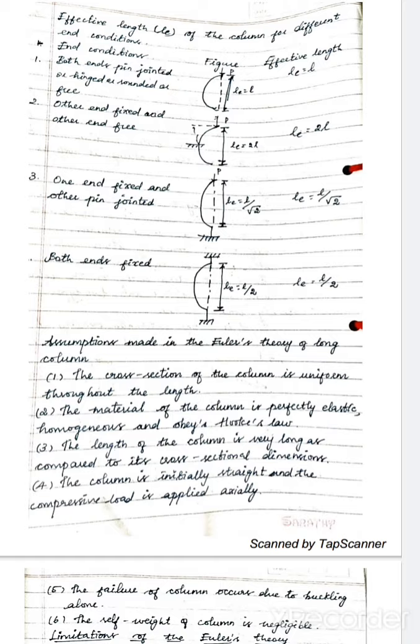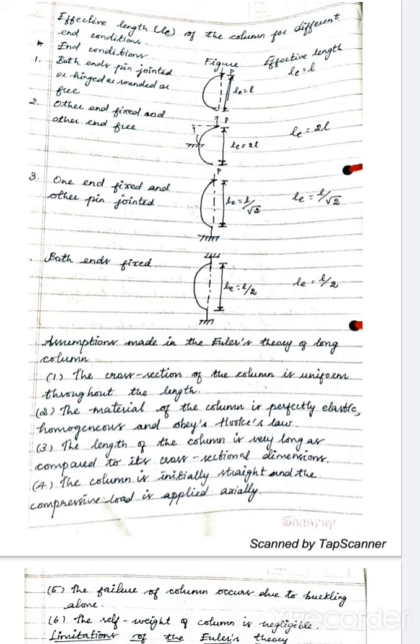We are going to make some assumptions. The cross section of the column is uniform throughout the length. If you cut a broad material or a product wherever you cut, the cross section will be the same. Material of the column is perfectly elastic, homogeneous and obeys Hooke's law. If the material is elastic, it is of the same material throughout the cross section and it obeys Hooke's law. Stress by strain is equal to constant.